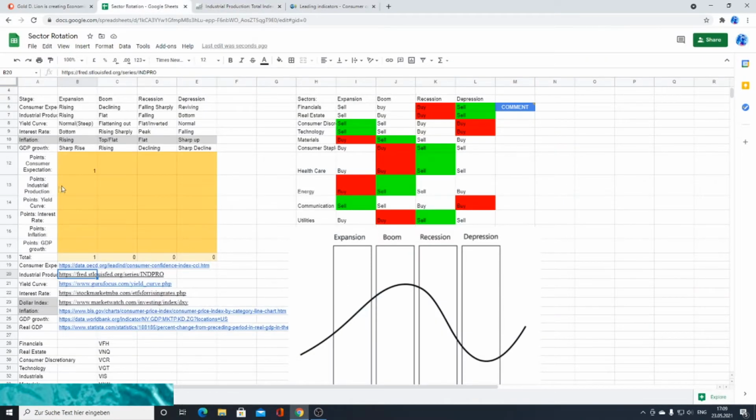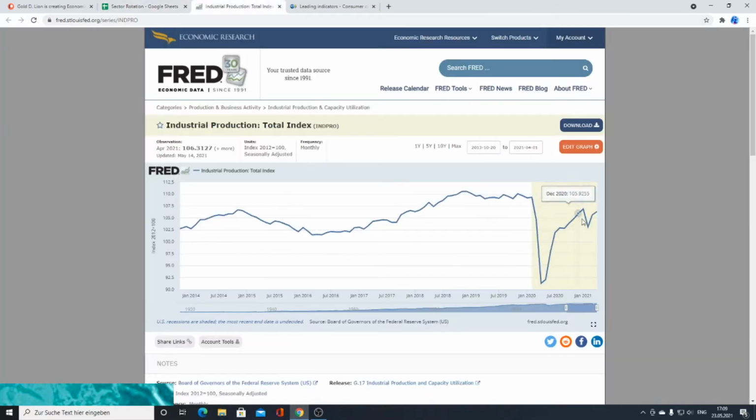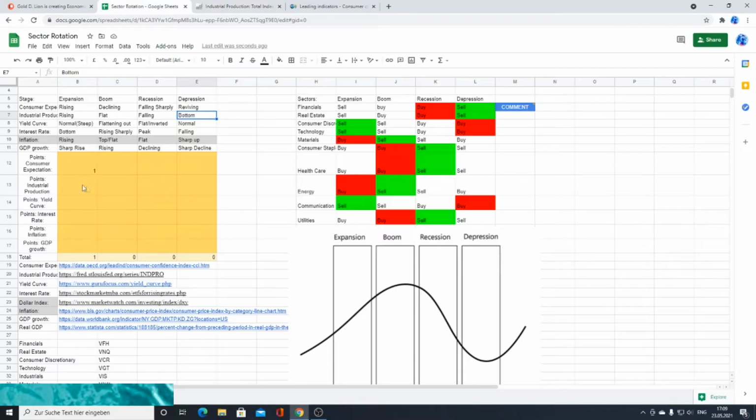So when we go back for industrial production, we can see here, is it either rising, is it flat, is it falling, or is it at the bottom? Well, let's go back. Well, I would say it is rather flat because we need to see what will happen next. So 1 point here for industrial production being flat.